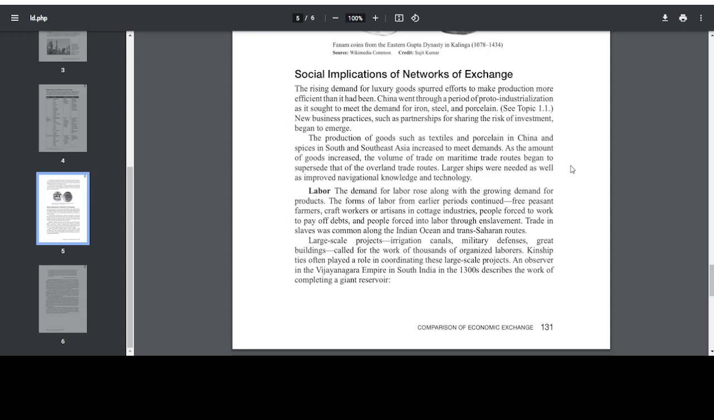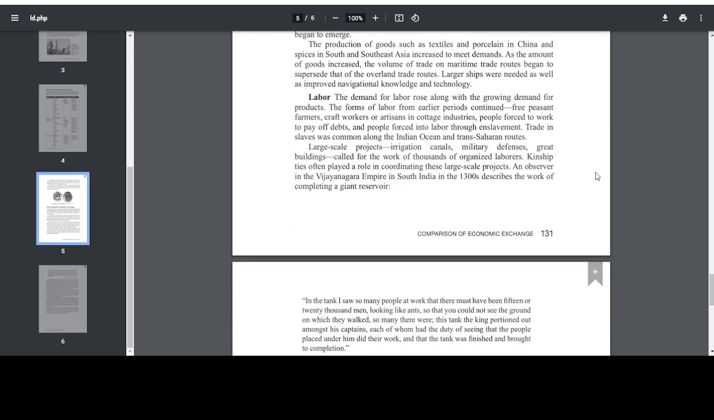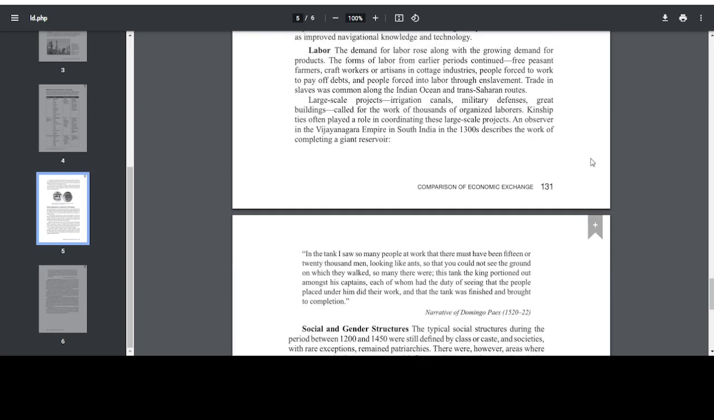Larger ships were needed as well as improved navigational knowledge and technology. Labor. The demand for labor rose along with the growing demand for products. The forms of labor from earlier periods continued: free peasant farmers, craft workers or artisans in cottage industries, people forced to work to pay off debts, and people forced into labor through enslavement. Trade in slaves was common along the Indian Ocean and Trans-Saharan routes. Large-scale projects, irrigation, canals, military defenses, great buildings called for the work of thousands of organized laborers. Kinship ties often played a role in coordinating these large-scale projects.